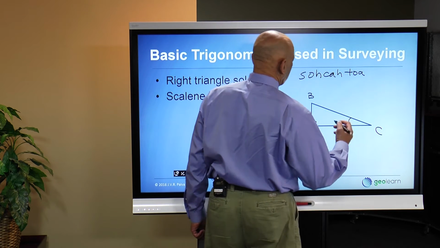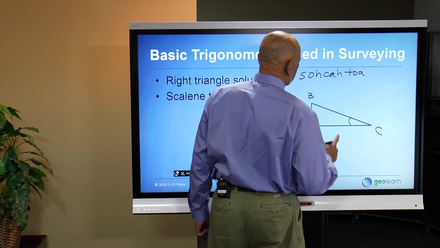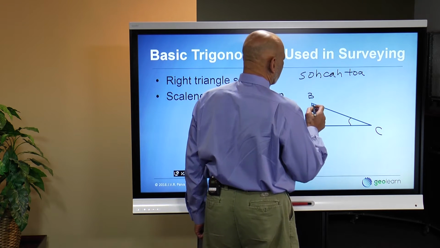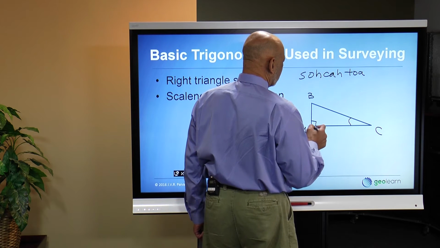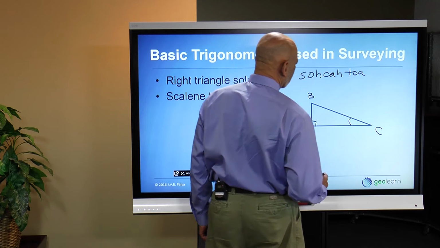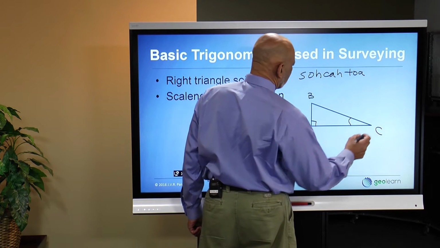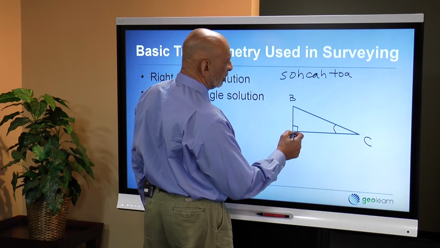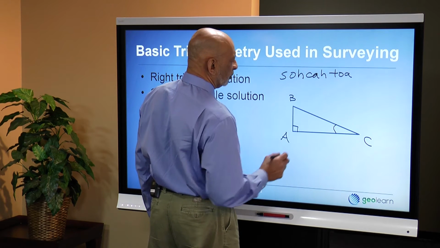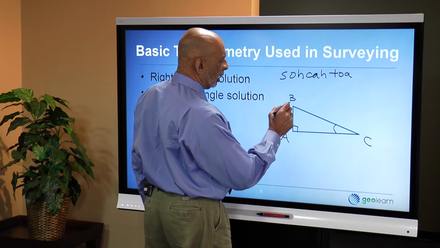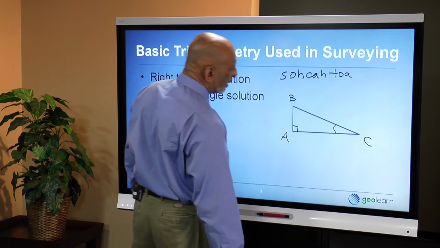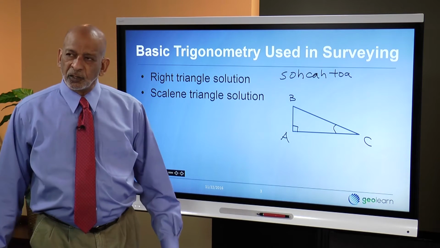So in this particular situation, the sine of angle C is what we want to calculate. The sine of angle C would be the opposite side, so that would be side AB divided by the hypotenuse, which would be side BC. And the cosine would be the adjacent side, side AC, divided by that same hypotenuse, which would be BC. And the tangent would be the opposite side, the AB, divided by the adjacent side, which would be AC. And this is always true. It applies to right triangles.